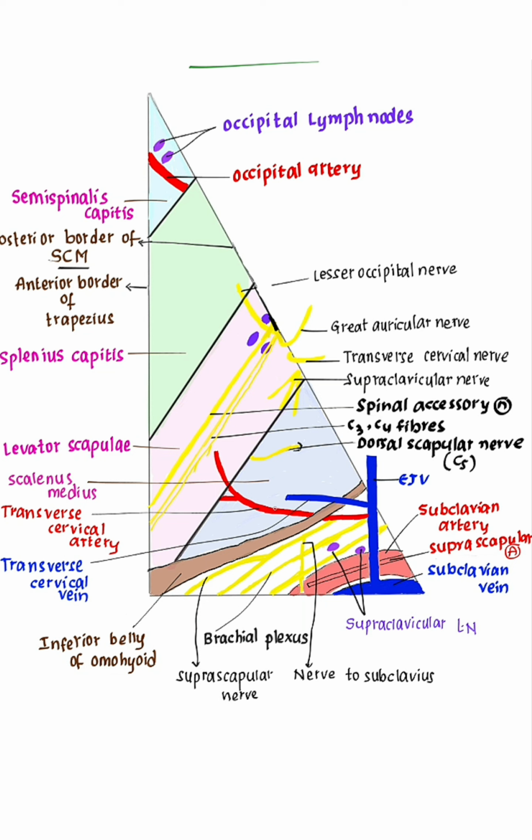Transverse cervical artery is present in occipital triangle and also in subclavian triangle. Veins: transverse cervical vein, lower part of external jugular vein, subclavian vein. Transverse cervical vein is present in occipital triangle and also in subclavian triangle. Transverse cervical vein drains into external jugular vein. Terminal part of external jugular vein pierces the roof of the posterior triangle and terminates into subclavian vein.